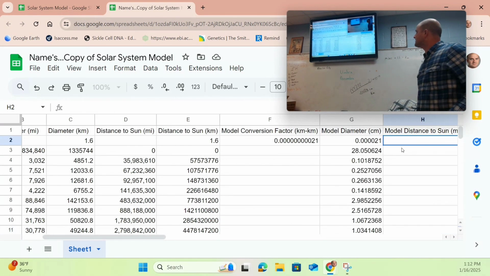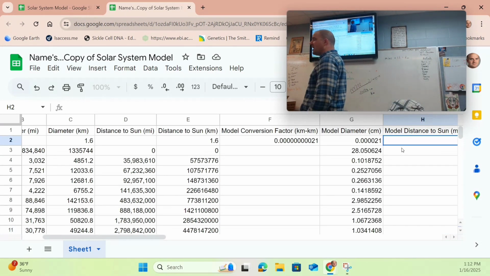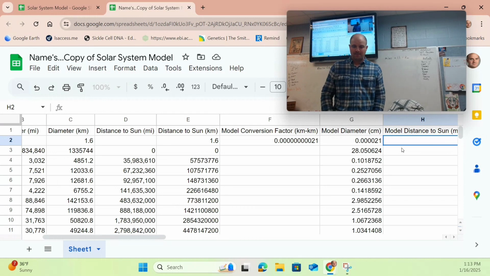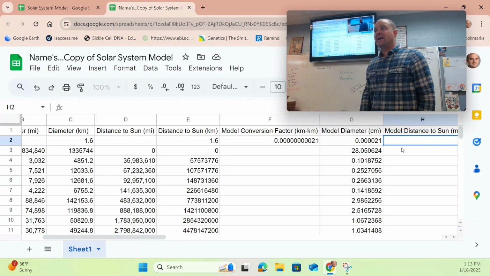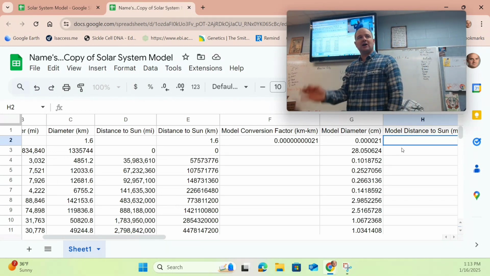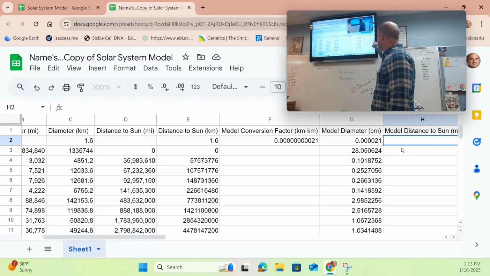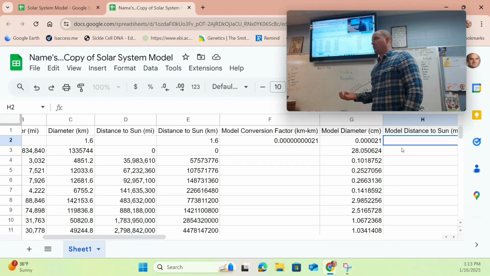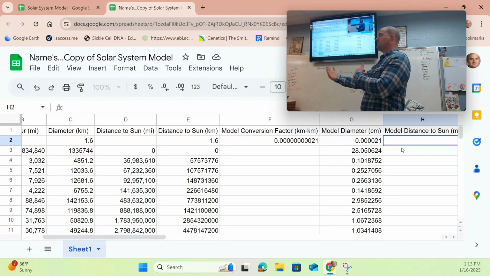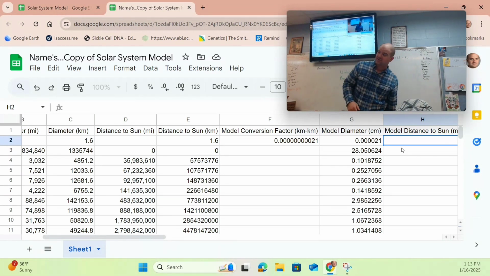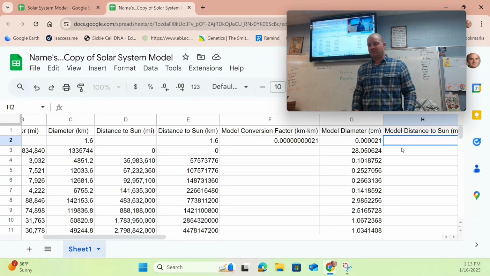We are now at the last column. Okay? We again need to customize our conversion factor. Notice at the top it says model distance to sun. I want this in meters because that's the most appropriate. And you'll see why when we get to measuring these out. I want it in meters.